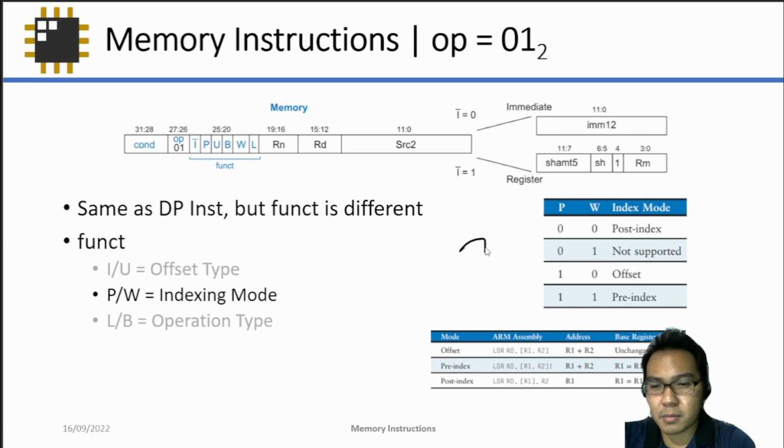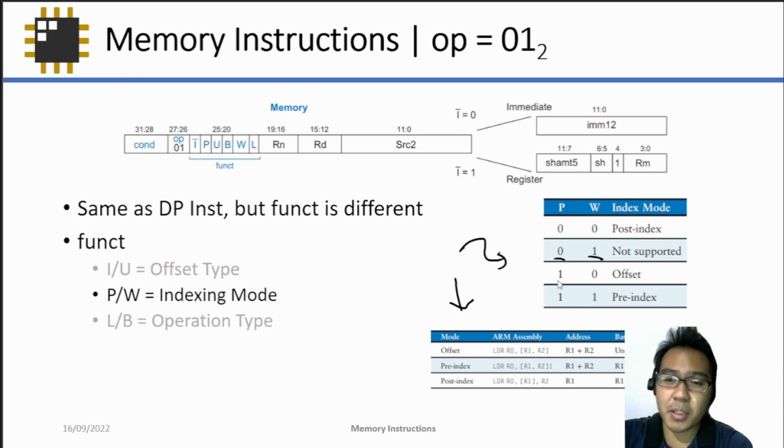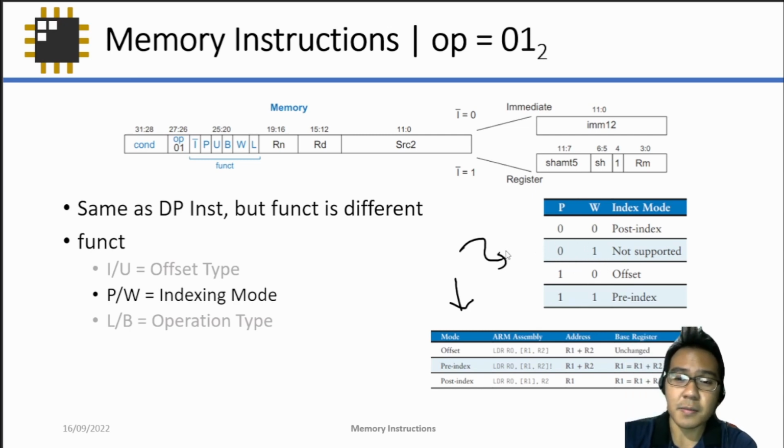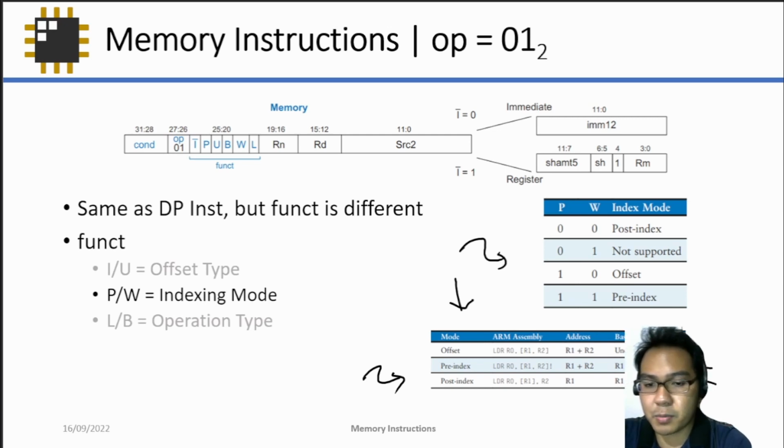Okay, indexing mode. So you can basically probably read this yourself. P and W cannot be 0 1. They have to either be 0 0, 1 0, or 1 1. So this is something implemented in order for you to do for loops easily. So you can read a memory address while at the same time writing a specific amount into a specific register. So that's what you do when you pre-index and post-index.